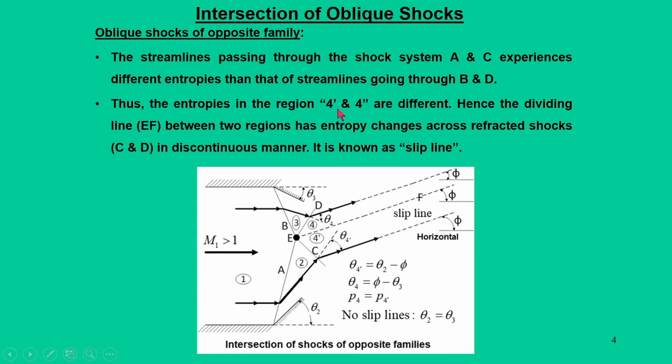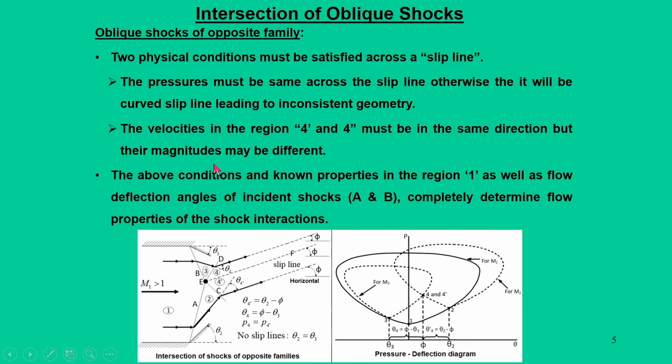So, the entropies in the regions 4 and 4 dash are different. So, the dividing line EF is formed between the two regions that has entropy changes across the refracted shocks C and D in a discontinuous manner. So, across the slip line what changes is only entropy. Now, by definition the slip line will satisfy the following conditions.